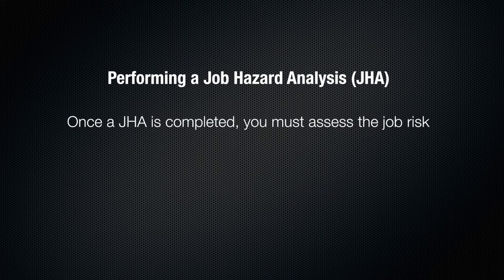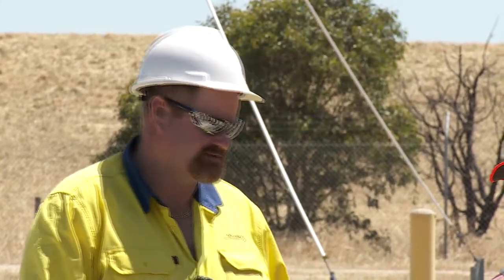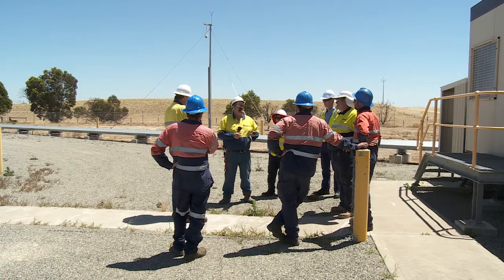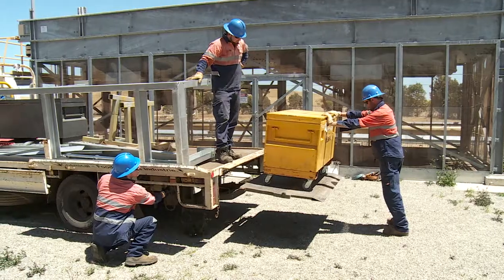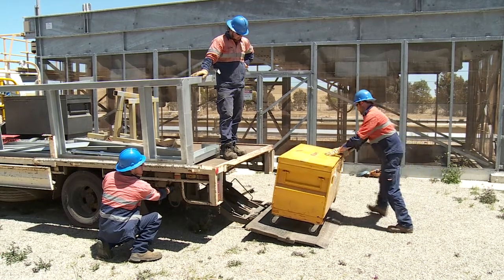Once a JHA is completed, you must assess the job risk. Jobs identified as high or extreme risk must not proceed without SEAGAS management approval. All members of the work group must be aware of the hazards associated with a work task and controls to manage hazards. Controls documented in a job hazard analysis must be implemented on site.